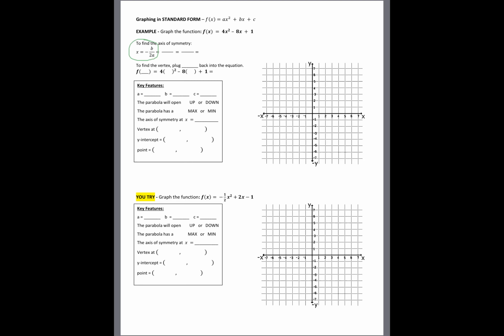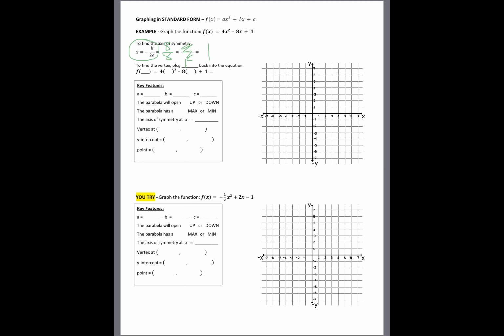Okay, so let's go ahead and find that x coordinate. So negative b over 2a, b is negative 8, so negative 8 is now going to be positive 8 over 2a, which would be positive 8. So 8 divided by 8 is 1. So when I do negative b over 2a, I get out a positive 1. Okay, so now we're going to take 1 and plug it back into the equation.